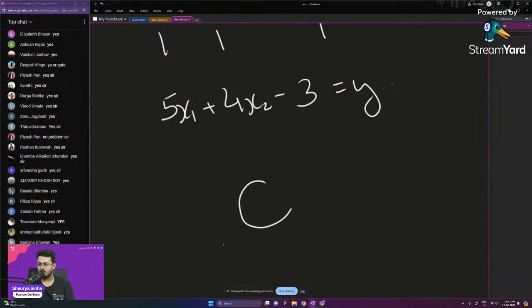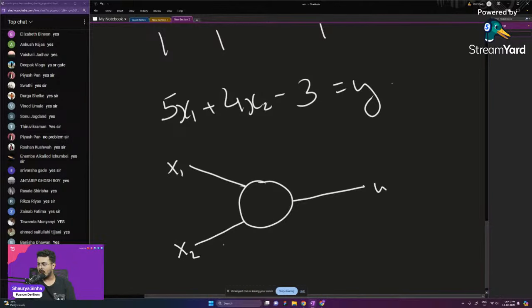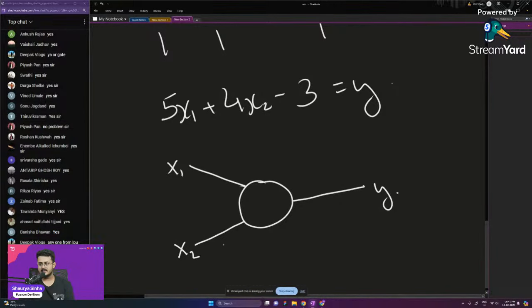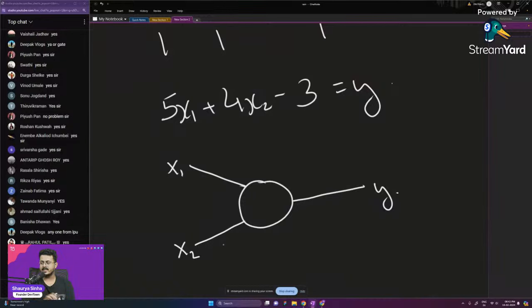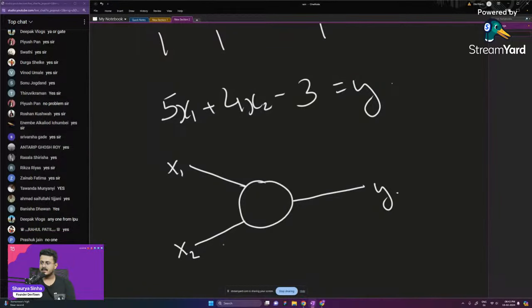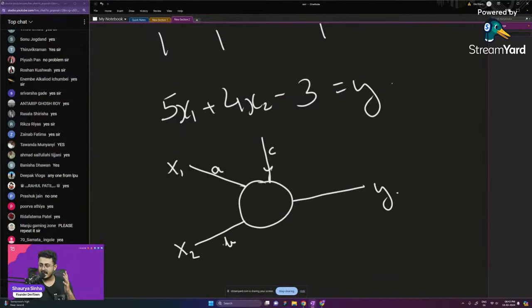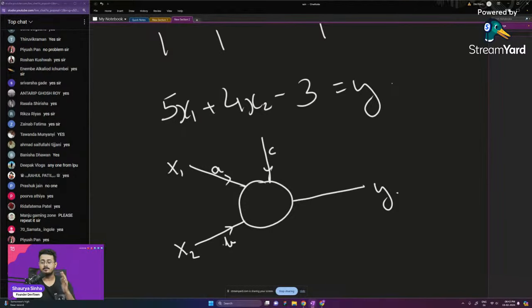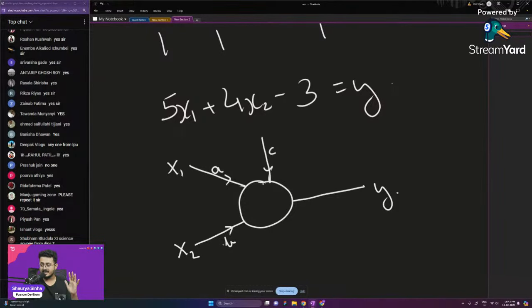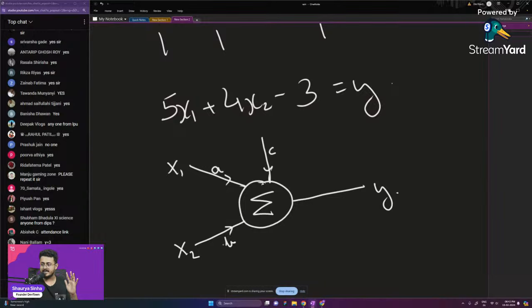If you guys remember, this was our perceptron model. So we have x1 here, x2 here, and y here. Am I right, guys? x1 here, x2 here, and y here. Then we will have our a here, our b here, our c here, and that is how we will get the first iteration of our perceptron model, wherein the perceptron is basically doing a summation.